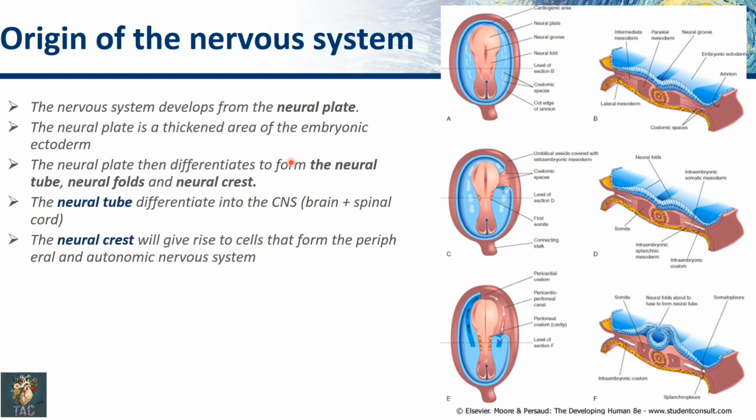So the neural plate then differentiates to form the neural tube, neural folds and neural crest. Its edges elongate and become the neural folds, and the depressed area in the center forms a depression called the neural groove. When these edges coalesce and fuse, they form a closed tubular structure which is called the neural tube. So the neural tube differentiates into the central nervous system, that is the brain and the spinal cord. Also, neural crest cells are formed from it, and they will give rise to the cells that form the peripheral and autonomic nervous system.